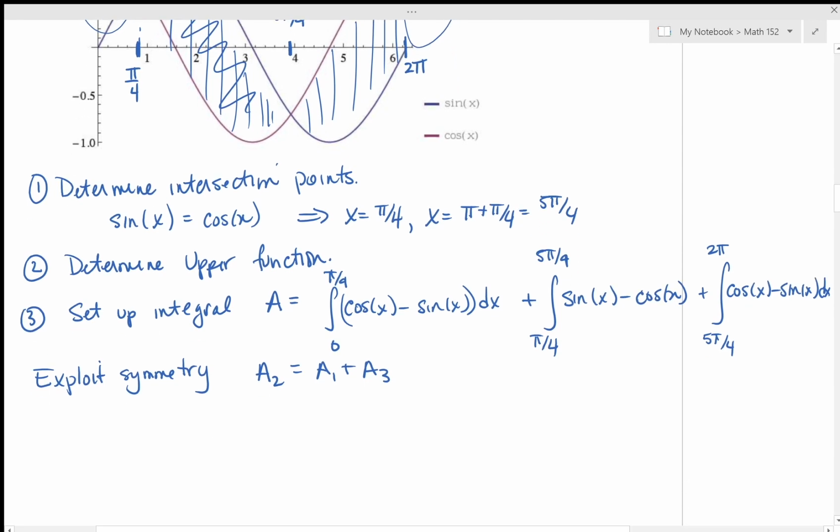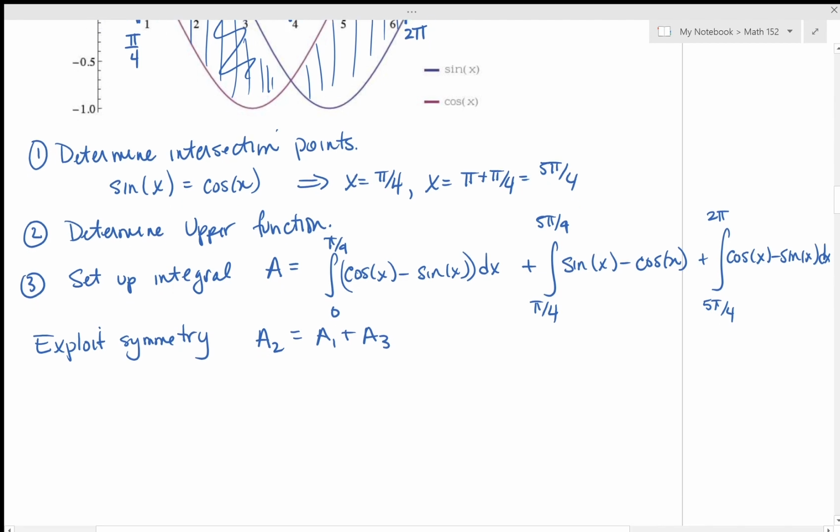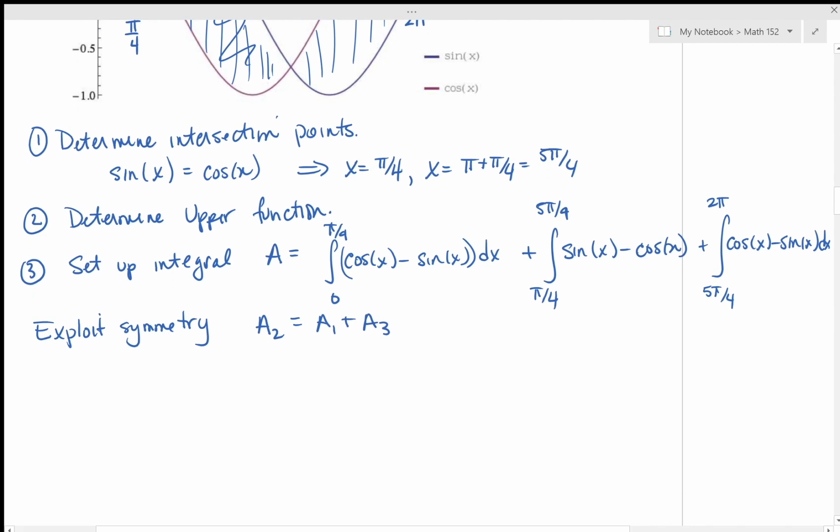If you don't notice this, of course, going and brute forcing it and just computing these 3 integrals and evaluating them correctly will get you the correct result. But you can save yourself this work by a little bit of thought. So first we notice the symmetry. That means that the total area is 2 times A2.